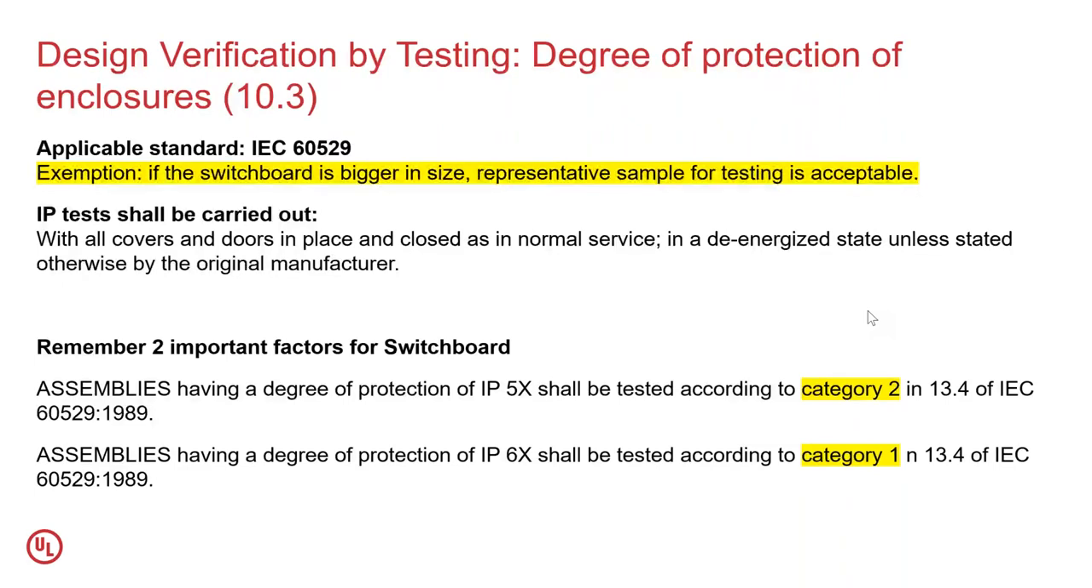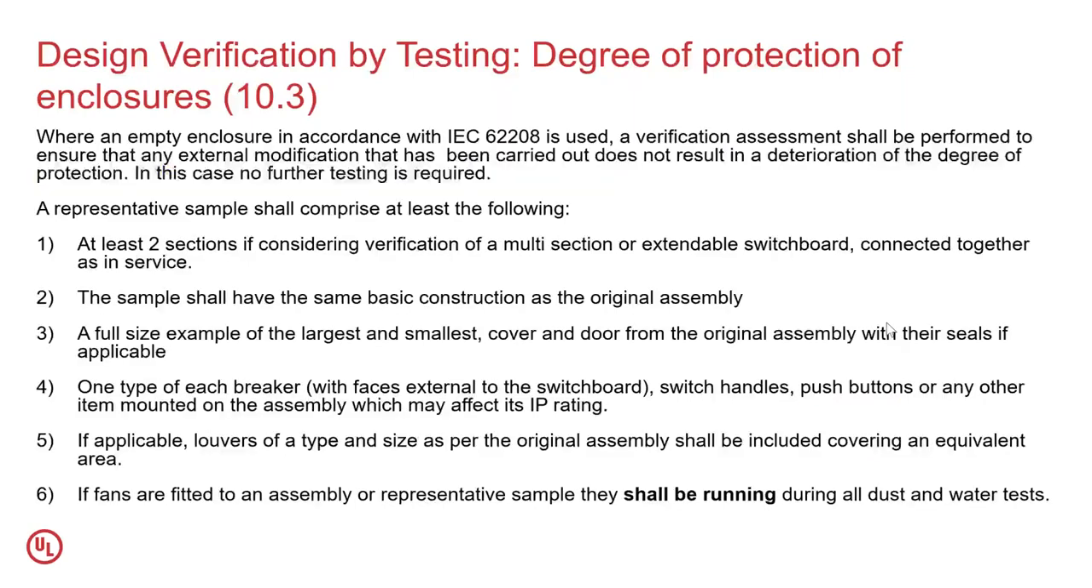As an exemption, you need not test exactly the biggest cross section. You are allowed to use a representative sample to cover this test. At least two sections have to be considered for the verification. The sample has to be of the same construction if you are using it as a representative. One type of each breaker with phases has to be mounted, louvers, windows, whatever there has to be there. Please note this last, sixth point.